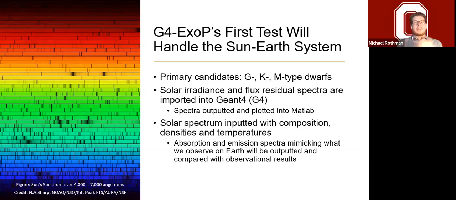Now, our first test case will be everyone's favorite G2V star, the Sun. The Sun's irradiance and flux residual spectra are first imported into GN4. Outputting these after filtering through GN4 EXOP, we plot them in MATLAB, which you'll see in the next couple slides.